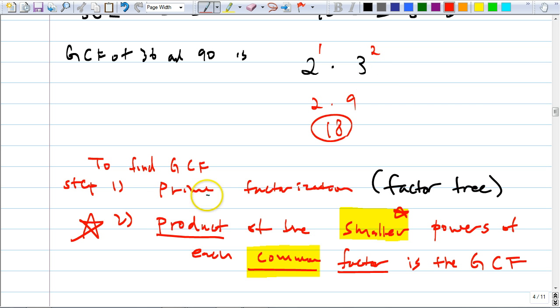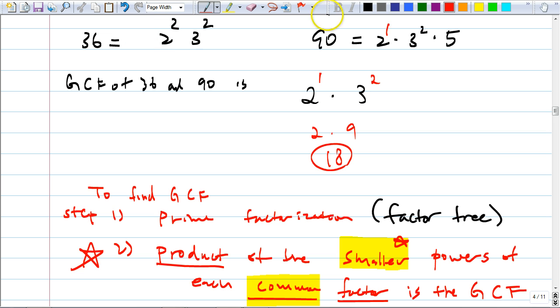First we did the prime factorization, which is doing a factor tree, then wrote them in exponential form, and then we wrote the product of the smaller exponent of these common factors. 2 and 3 were the common factors. If you look up here, 2 to the first is the smaller exponent, and 3 to the second, well, they were the same, so you didn't have to worry about it.